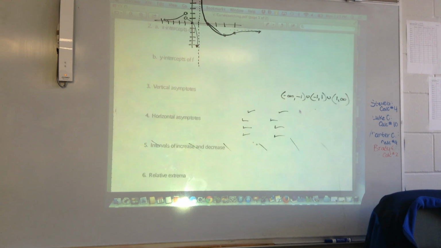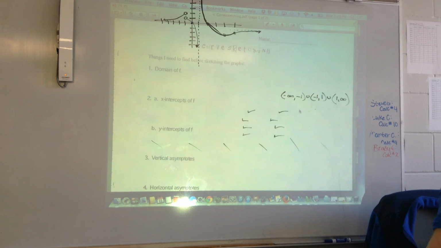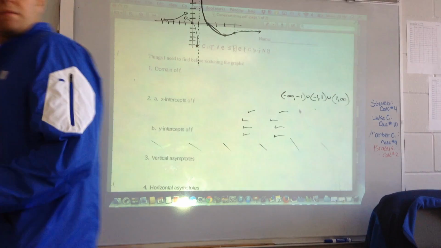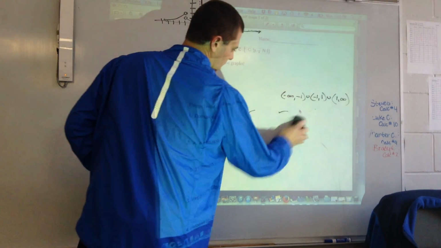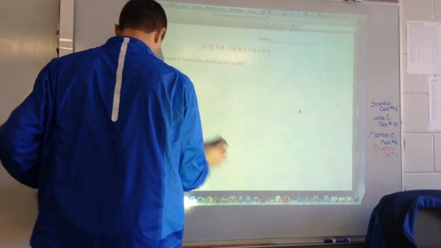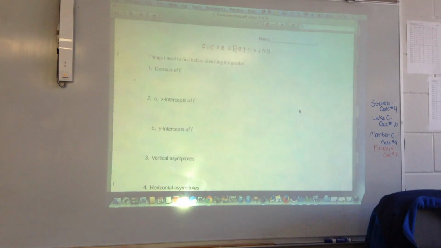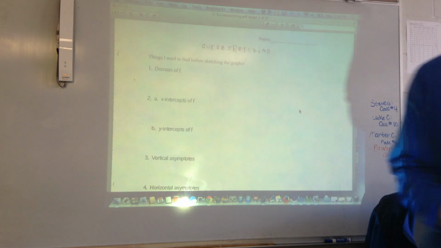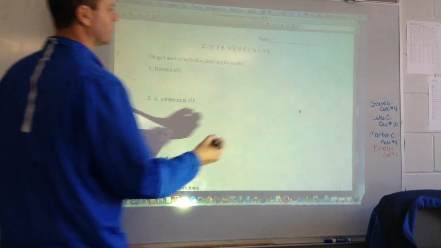Domain of F. Instead of giving you all the characteristics of a particular function, I might just give you a function rule, or a function itself. And I think we can work through one a little bit as we do this.